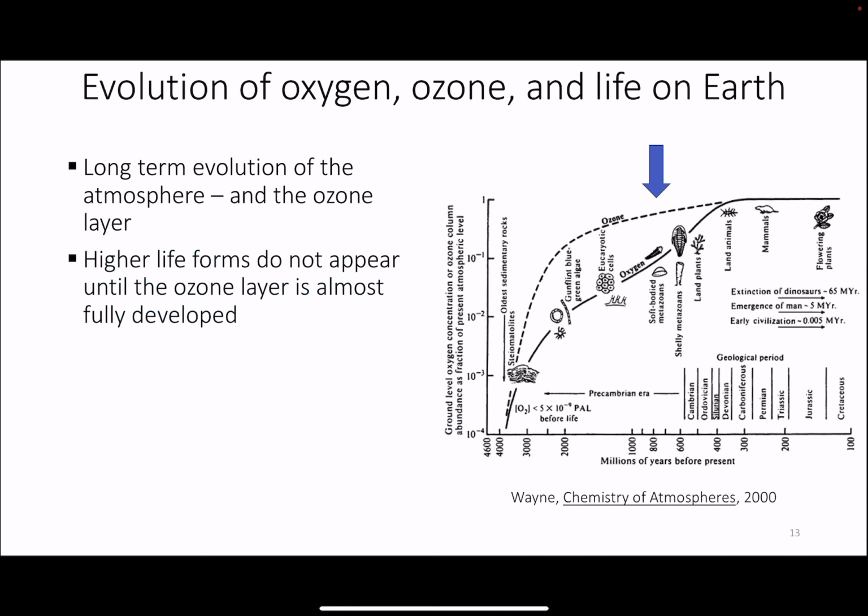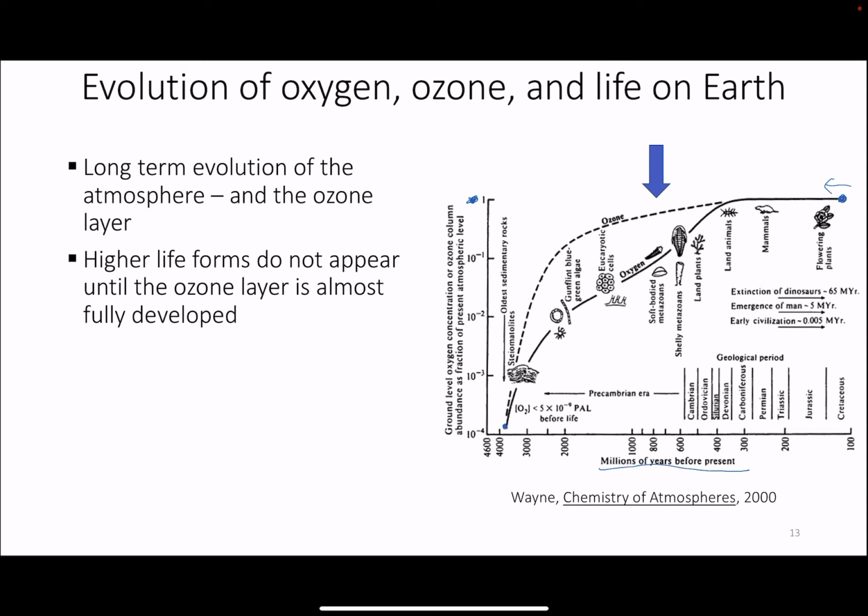And if you look, this is one of my favorite figures. It's a really old one, but it shows the super long-term evolution of the atmosphere and the ozone layer. On the x-axis, we have millions of years before present. And on the y-axis, we have what they call ground level oxygen concentration and ozone as a comparison to the present level. So this 1 here is the present level. This is 100 million years before the present, so that's as recent as this figure gets. As you move this direction, you're going back in time. So 4,000 million years before the present, that's here.